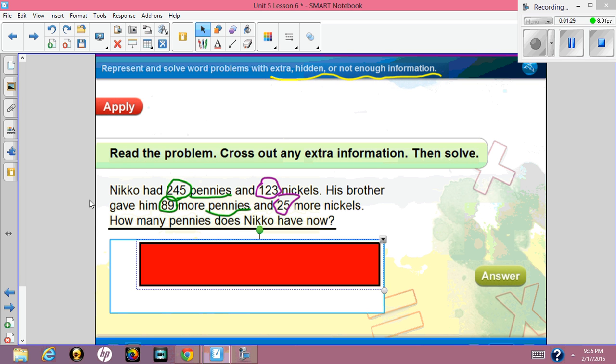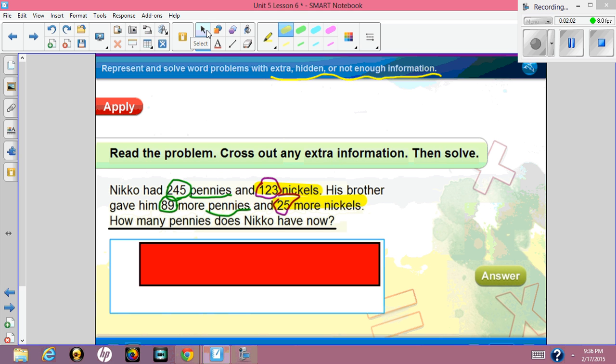So it says Nico had 245 pennies and 123 nickels. His brother gave him 89 more pennies and 25 more nickels. How many pennies does Nico have now? Now, there is some extra information. Let's kind of look through here. We do not need to know anything about nickels right now, do we? We simply need to determine how many pennies.